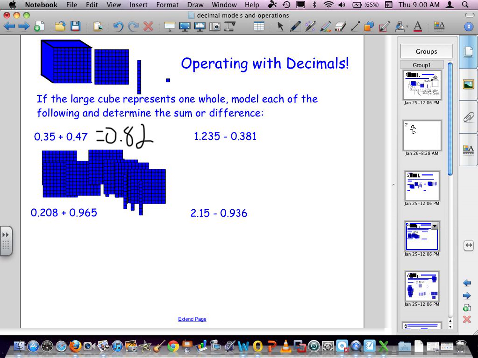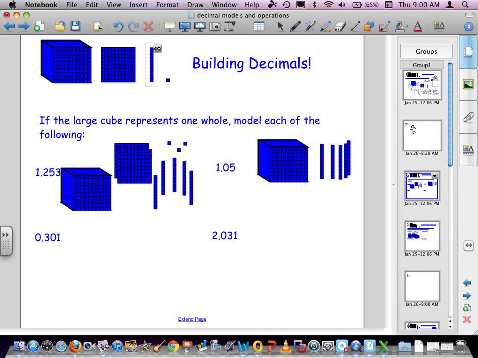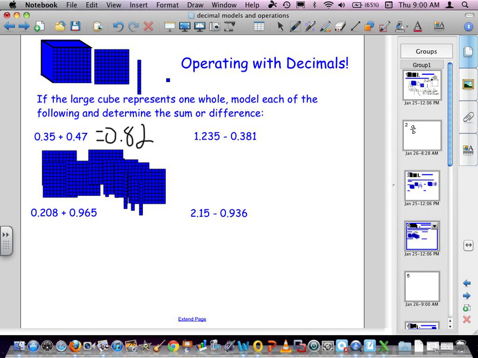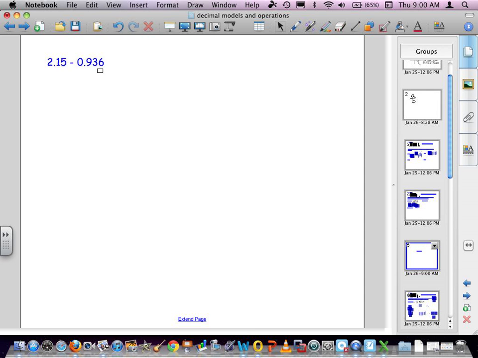Okay, let's take a look at this one. 2.15 minus 0.936. Let's throw up a new page and throw that on there. How might you go about doing that one? Is there a way we can think this through without kind of modeling? Is there a way you can reason it out? How would you do it?